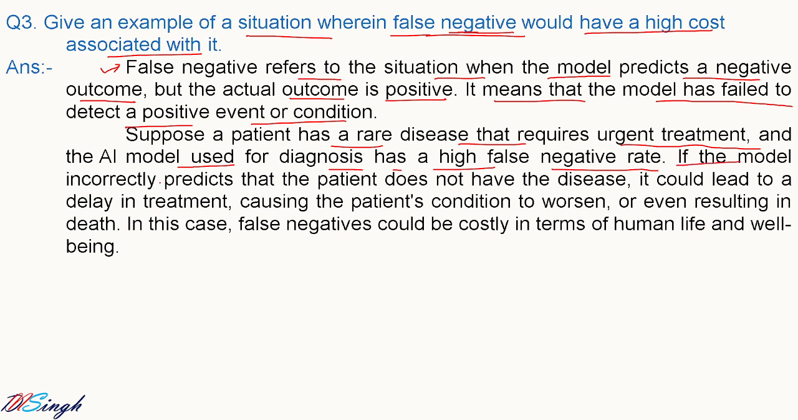If the model incorrectly predicts that the patient does not have a disease, it could lead to delay in treatment, causing the patient's condition to worsen. ये इससे क्या प्रॉब्लम हो सकती है कि ट्रीटमेंट में डिले हो सकता है और मरीज की कंडीशन और ज़्यादा खराब हो सकती है और इवन रिजल्टिंग इन डेथ. इन दिस केस फॉल्स नेगेटिव वुड बी कॉस्टली इन टर्म्स ऑफ ह्यूमन लाइफ एंड वेल बीइंग.